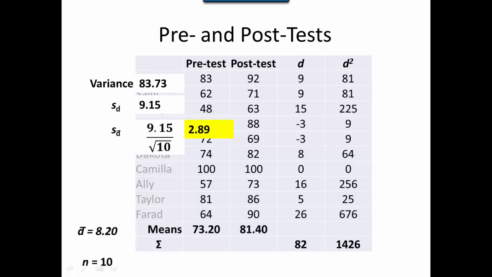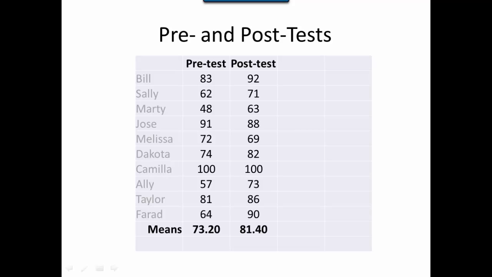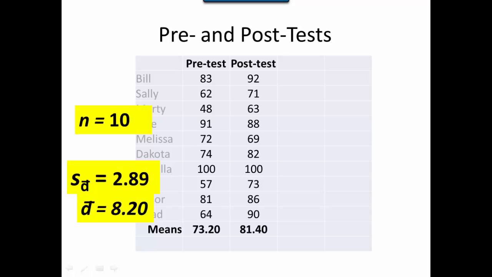So let's see where we are so far. I have the pre and post test scores for 10 children. I've got the difference or the change of 8.20. I've got the standard error of 2.89, and I know what my probability level is. So now I'm ready to go through the steps and do the actual testing and come up with the t-statistic.